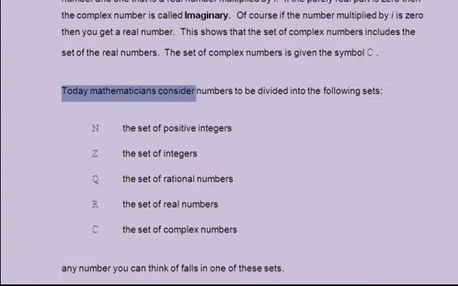Today, mathematicians consider numbers to be divided into the following sets: N, the set of positive integers; Z, the set of integers; Q, the set of rational numbers; R, the set of real numbers; and finally C, the set of complex numbers. Any number you can think of falls into one of these sets.